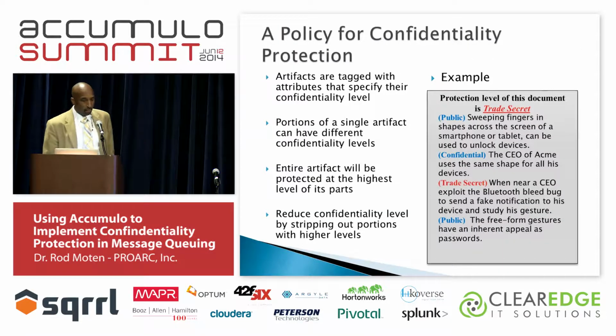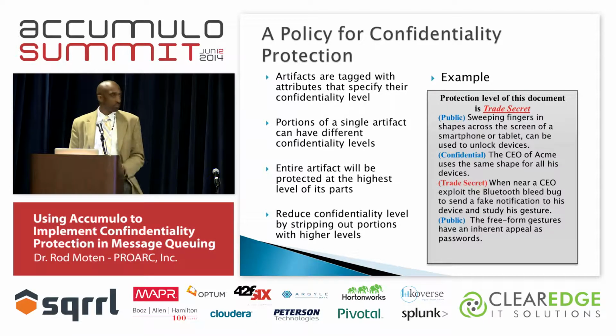Now, usually the way you implement or apply confidentiality protection is you may have some artifact, a document, it could be video, and you're going to tag it with some attributes that represent a confidentiality level. And usually what you do is you tag portions of an artifact. So you'll tag the individual paragraphs, you can tag frames on the video, and the entire artifact will get the confidentiality level of the highest part.